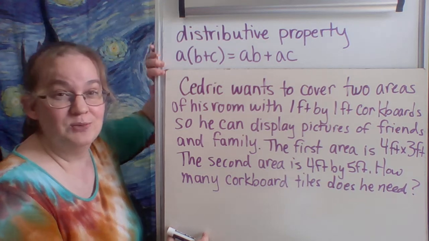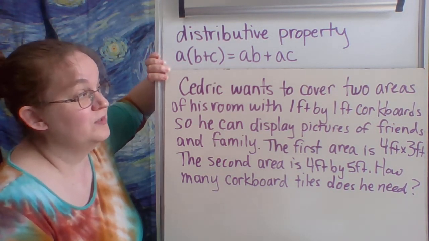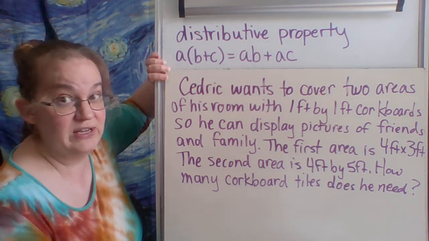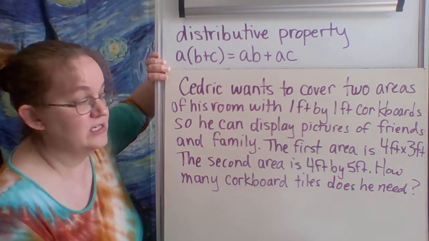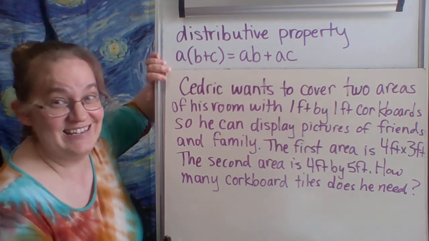So let's start by reading the word problem. Cedric wants to cover 2 areas of his room with 1 foot by 1 foot corkboards so that he can display pictures of his friends and family. The first area is 4 feet by 3 feet, and the second area is 4 feet by 5 feet. How many corkboard tiles does he need?